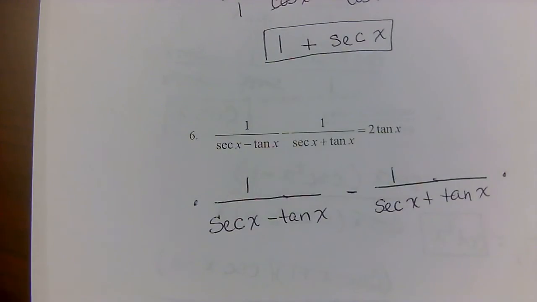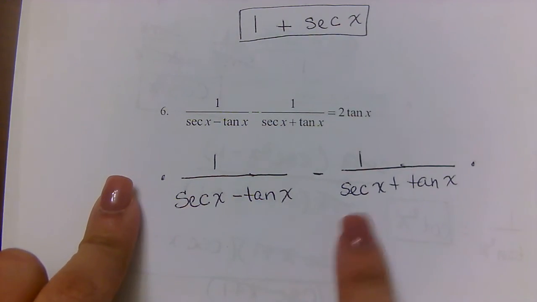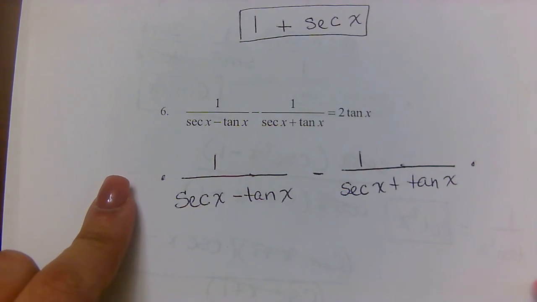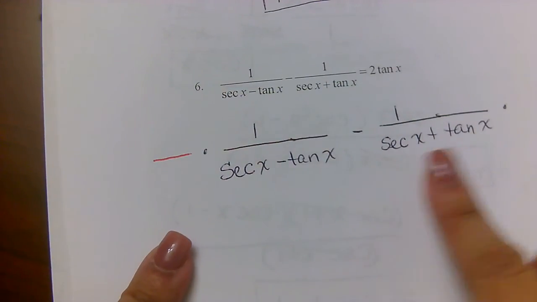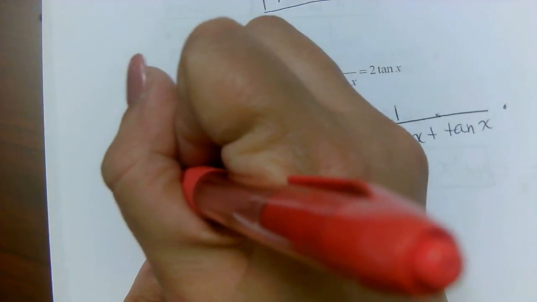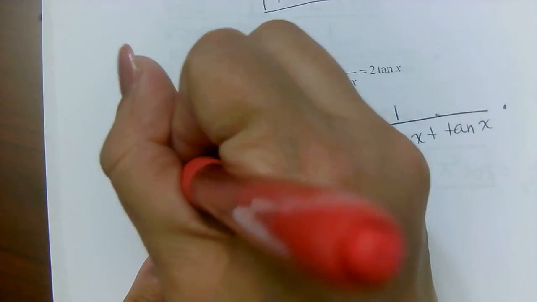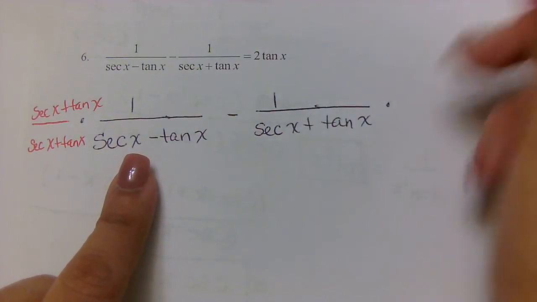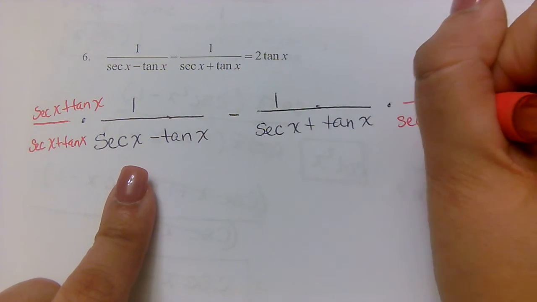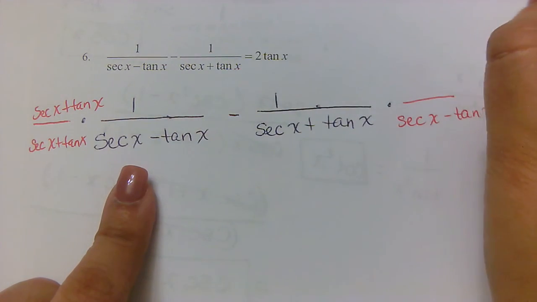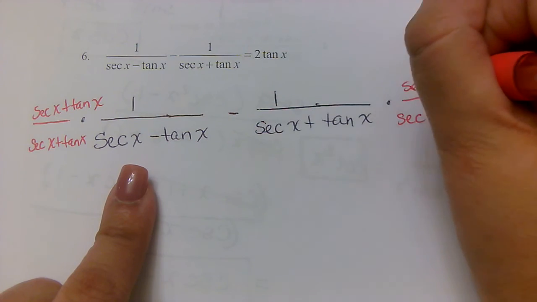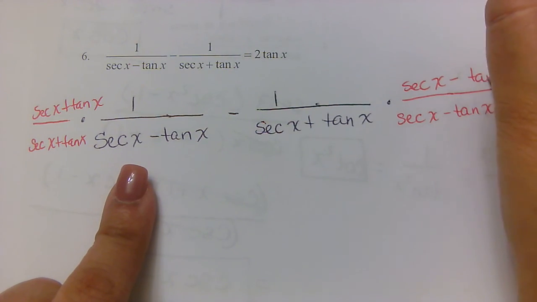Okay? Now what I'm going to do is use this function and multiply it over here. I didn't leave myself a whole lot of room, but I'm going to just do secant x plus tangent x. I'm going to take this denominator and multiply it on this side: secant x minus tangent x.